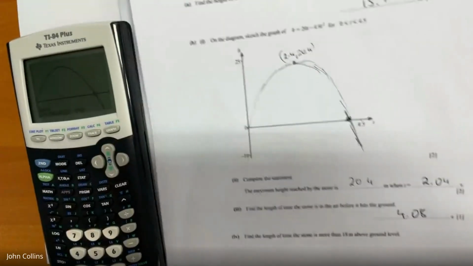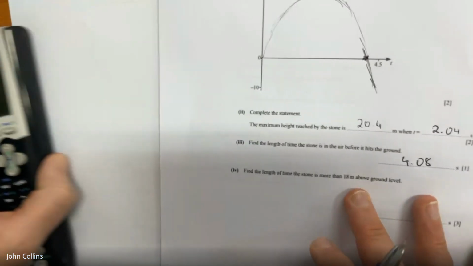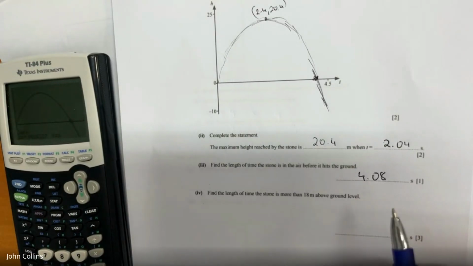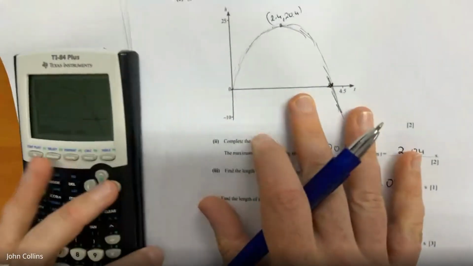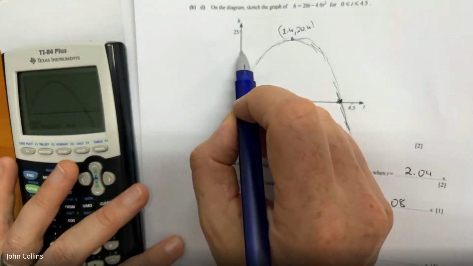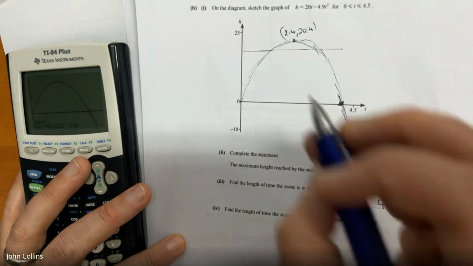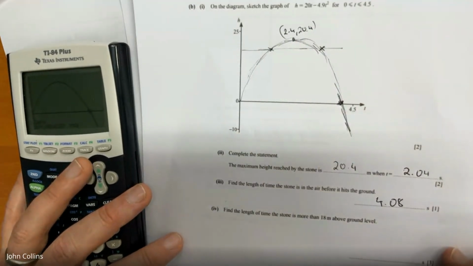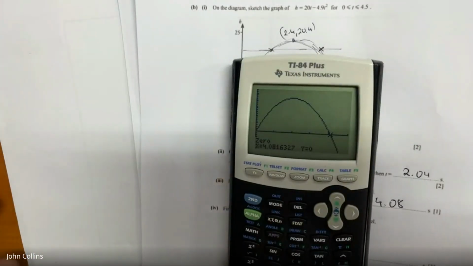The last question is the tricky one. Find the length of time it's more than 18 meters above ground level. There's a couple of ways of doing this, but the easiest way, I think, is to just put 18 meters on my graph. So if I had a line here where the height is more than 18, I would know that between these 2 times, it's more than 18 meters. So I'll use that. How do I draw that on this graph?